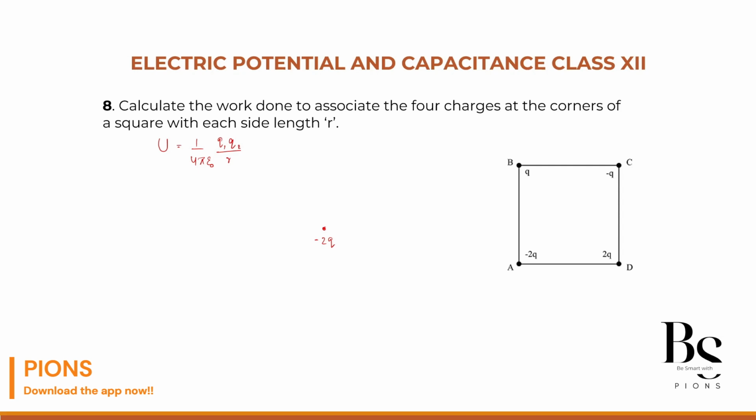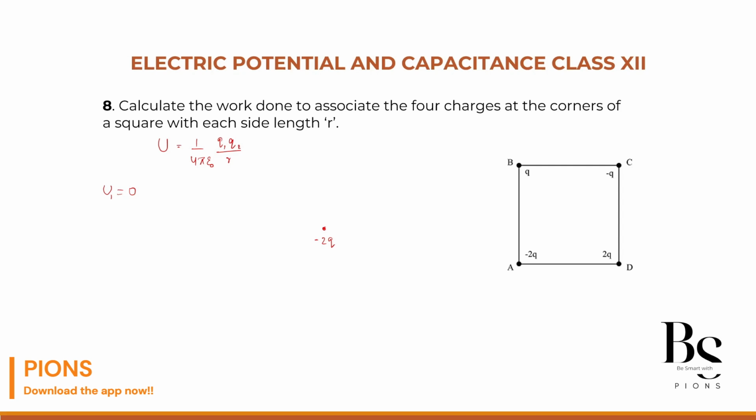Now don't say, sir, I can talk with myself. That's another issue. So here, if you are sitting alone in a room, you are not interacting with anyone. So this charge is not interacting with anyone. So U1 will be equal to 0. The potential energy required to put this charge at this point where there is no other charge will be 0.